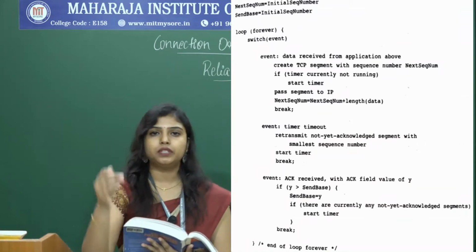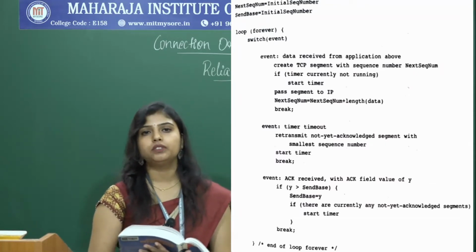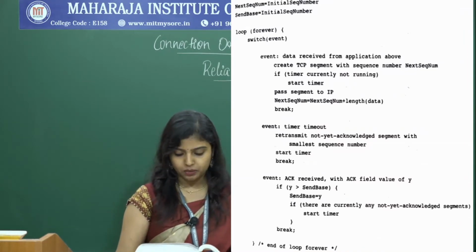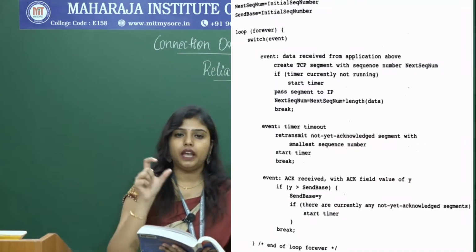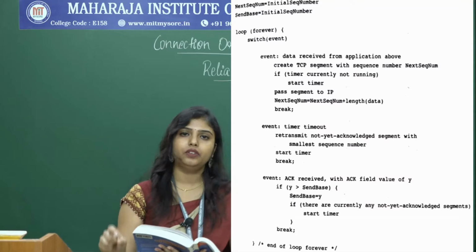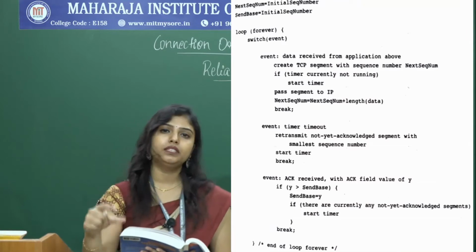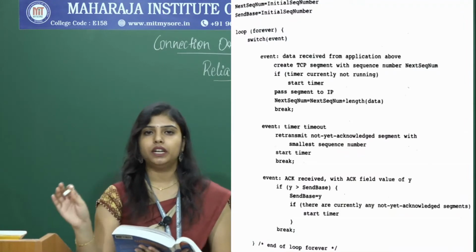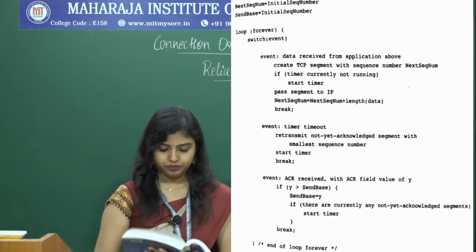After starting the timer, we have to send the TCP segment to the network layer. From the transport layer, we push the data to the network layer. What protocol is running over there? IP. So we send the data to IP. And then next sequence number is set to next sequence number plus length of the data. That means the next sequence number to be sent will equal the previous sequence number plus the length of the data. If the previous sequence number is 90 and the length of the data is 10, then the next sequence number would be 100, 90 plus 10.